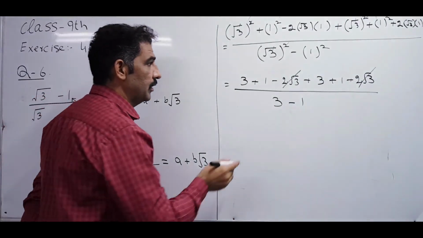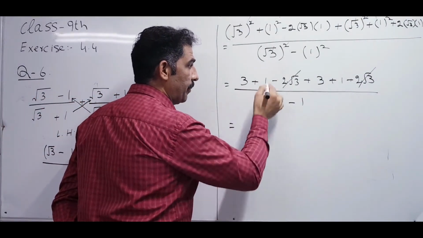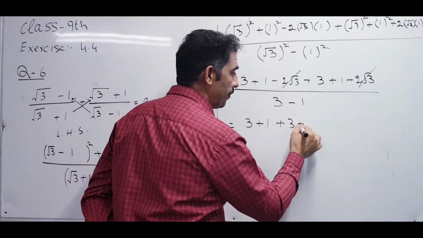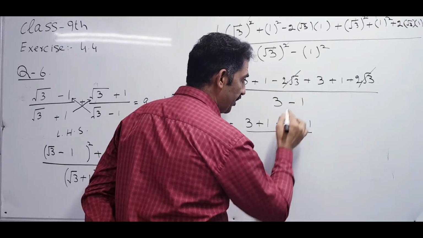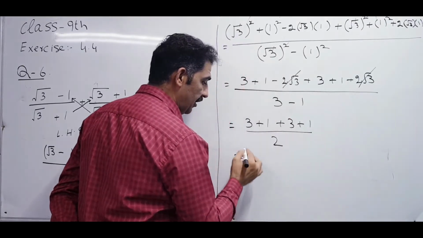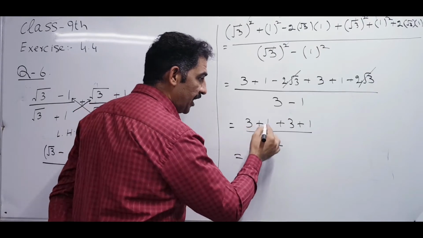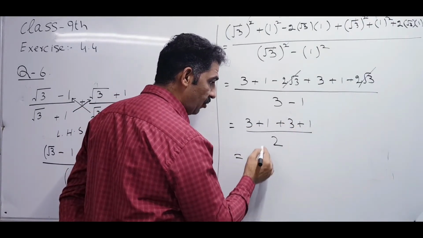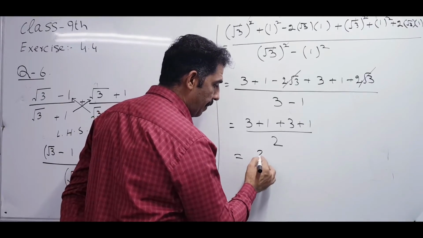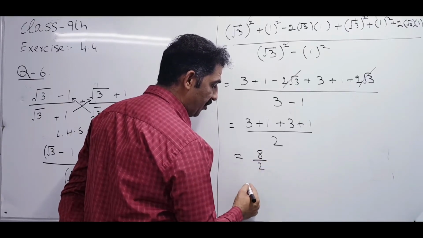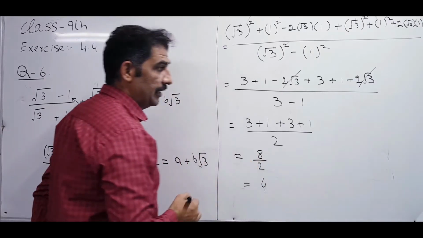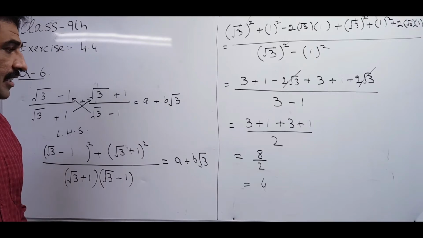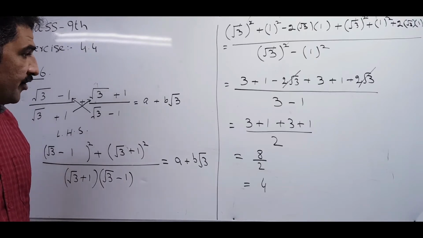Okay? Then what is this? 3 plus 1 over 3 minus 1, plus 3 plus 1 over 3 minus 1, 2. First we have to simplify that. So 3 plus 1, 3 plus 3, 6 plus 2, 8, 8 over 2. And we will get the answer 4. That is our left hand side. When we completely simplify, we will get the answer. What is that answer? The answer is equal to 4.